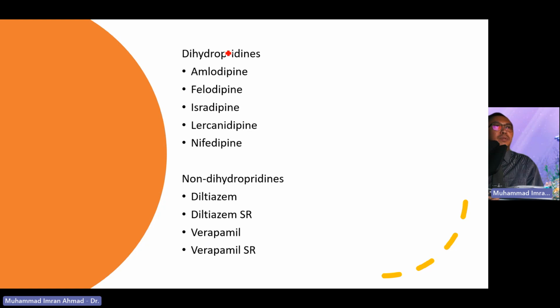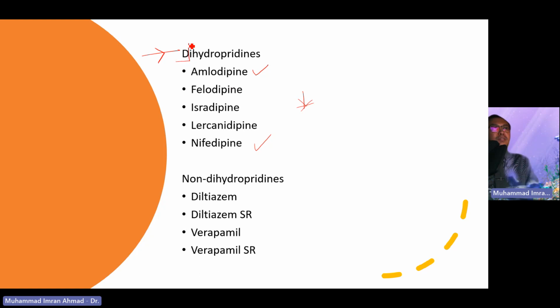So we have the dihydropyridines, such as amlodipine, nifedipine, isradipine, lercanidipine. These are very, very important drugs. And then we have non-dihydropyridines like diltiazem. We have diltiazem SR, verapamil, and also verapamil SR. These have to be memorized. We have to memorize the dihydropyridines, so nifedipine, amlodipine, etc.